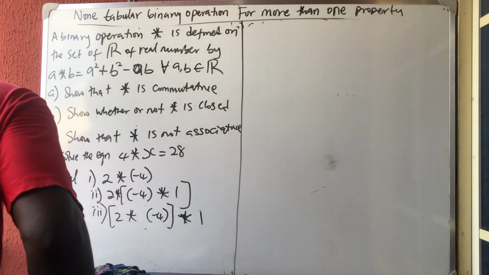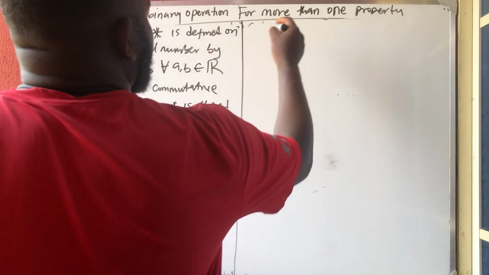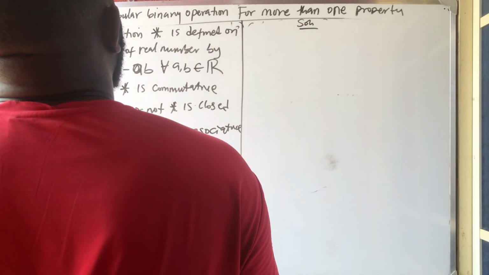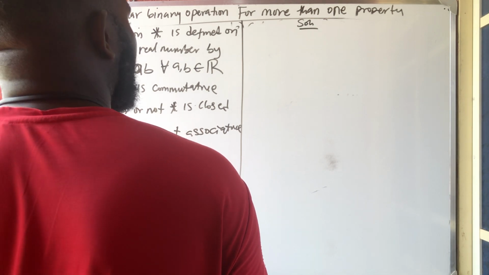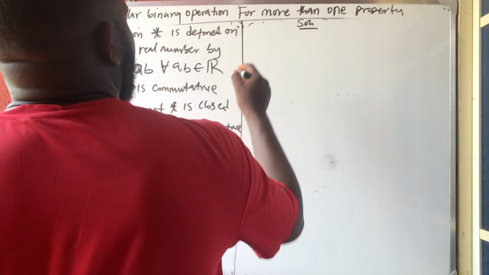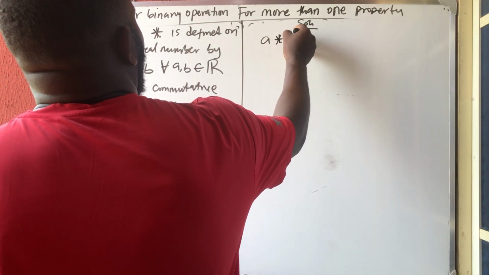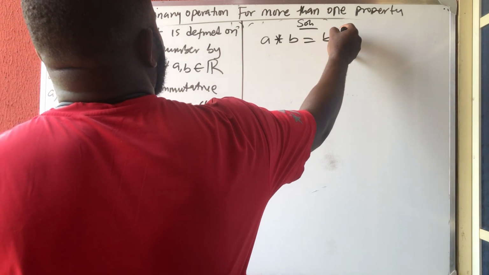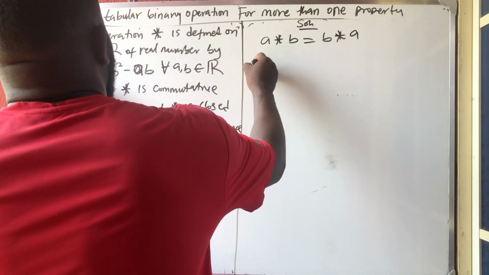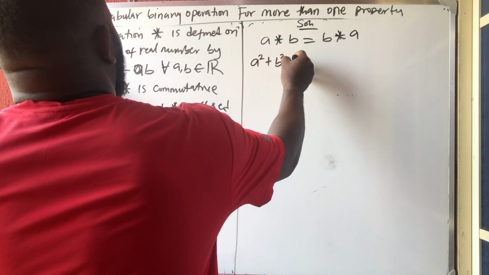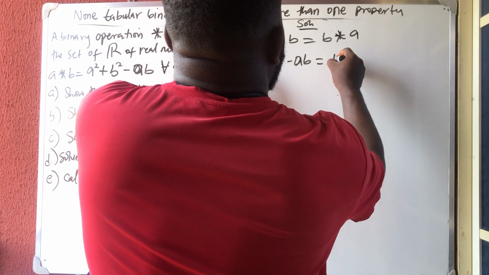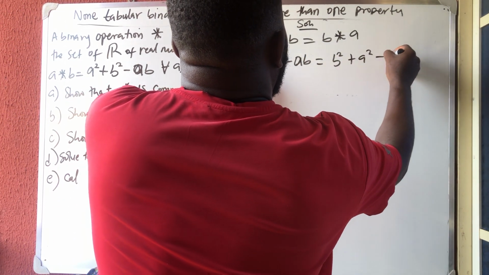So it's a very simple question, so let us do that. Solution. The first one said that we should show that star is commutative. What did I tell you about commutativity? Commutative is that A operating on B must give you the same thing as B operating on A. So we know that A operating on B is A squared plus B squared minus AB.